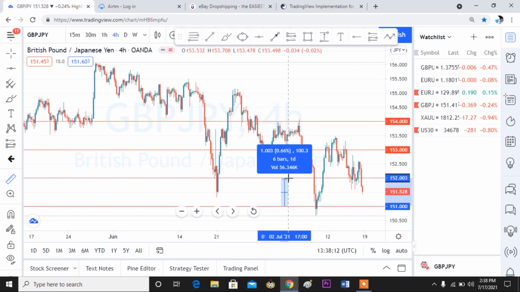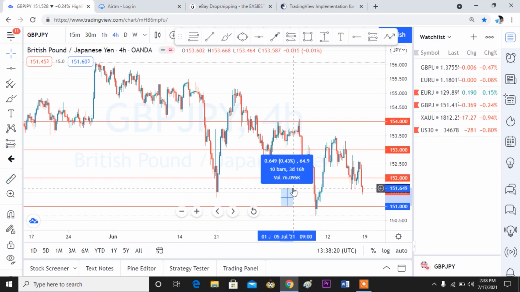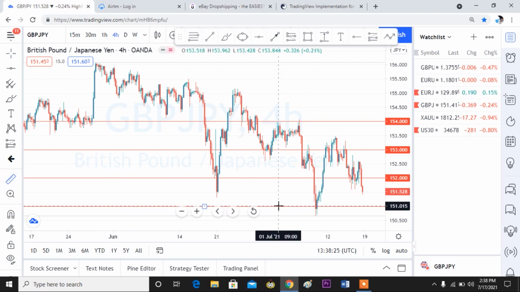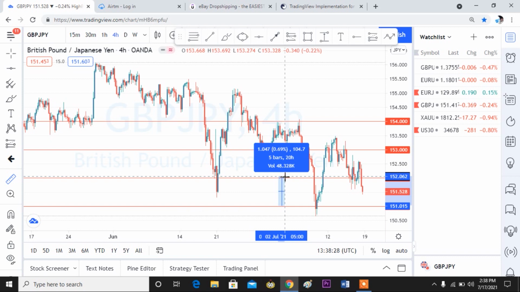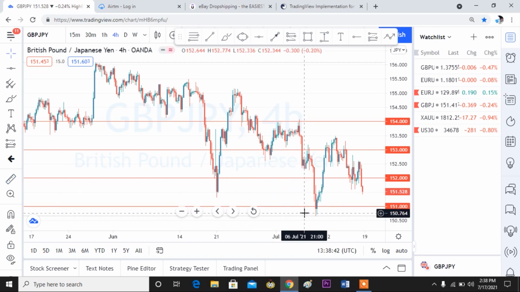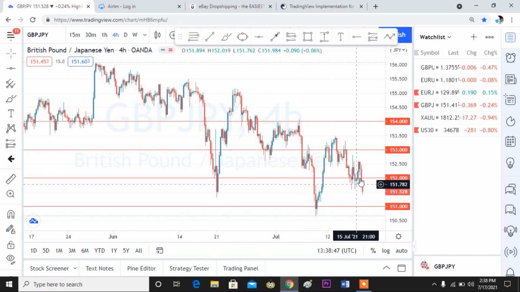100. See, 100. So if you are drawing your psychological level, one way to confirm if it's correct or not is by drawing out your pip tool and your measure tool and measuring from one psychological level to the other. Make sure it gives you 100. If it's not 100, then it's not correct. So from one main psychological level to the other main psychological level is a value of 100 pips.